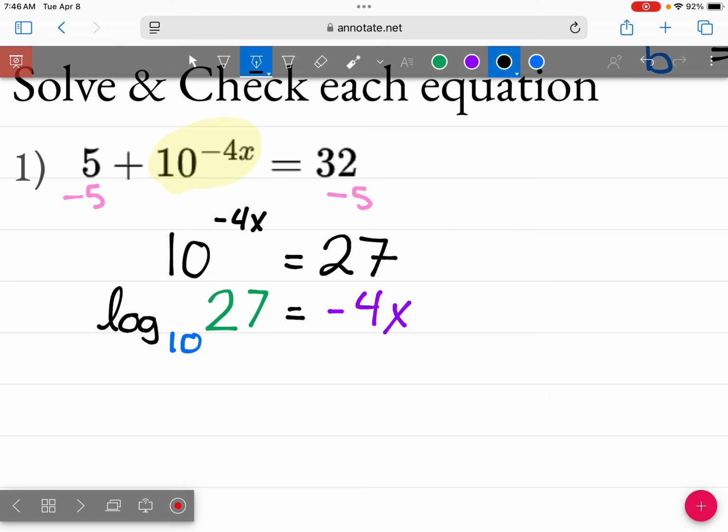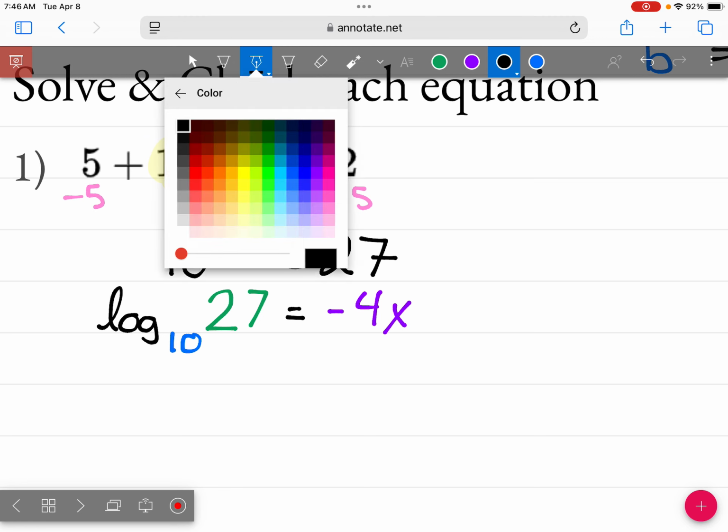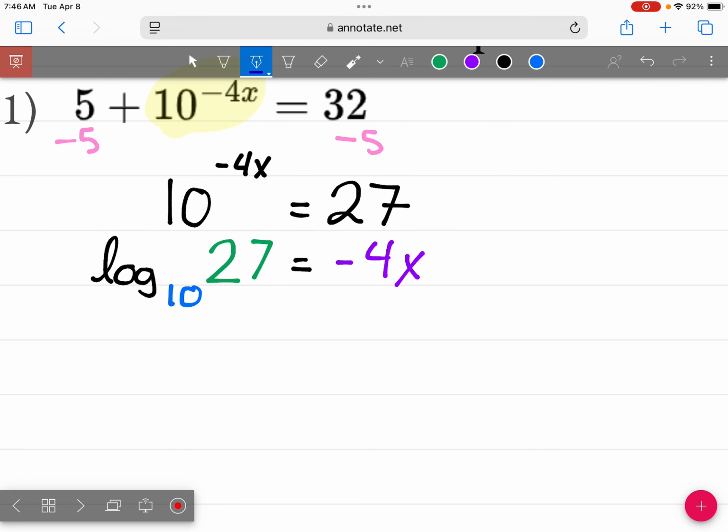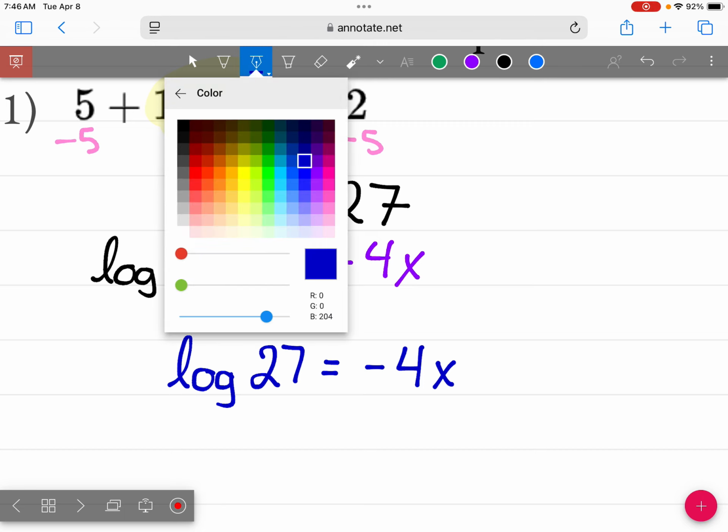Which again, we just noticed that's our common log. That's a thing we can do stuff with. We've got the common log, because base 10 is the common log of 27, which is just a number, a gross number, but a number, equals negative 4x, because this is the common log. I'm going to write that down here just so we have it.